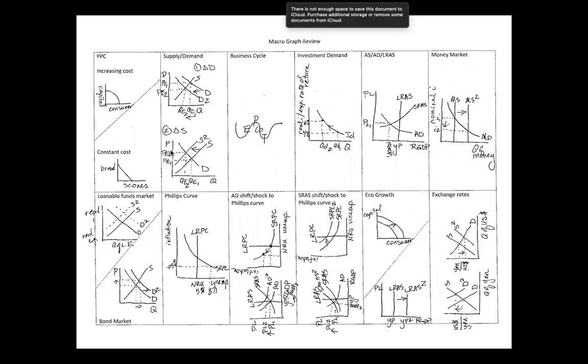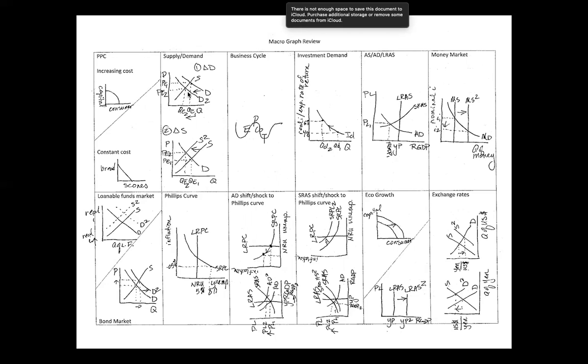The second graph we learned is the supply and demand curve for an individual product. Again, when you're dealing with an individual product, the vertical axis is the price of that good. Horizontal axis is the quantity of that good. Downward sloping demand, upward sloping supply. This is showing a decrease in demand. Down here is showing a decrease in supply.